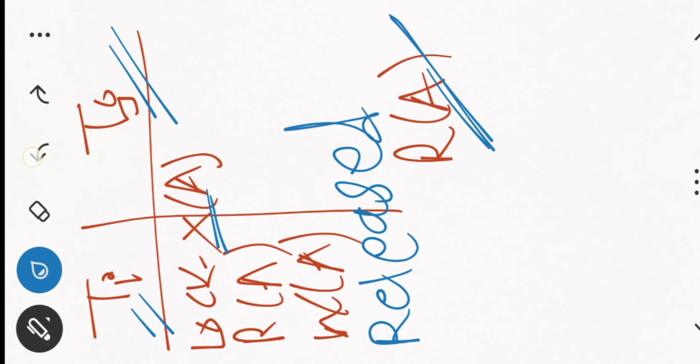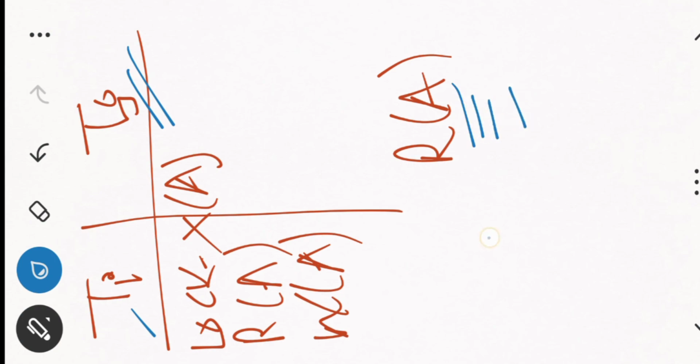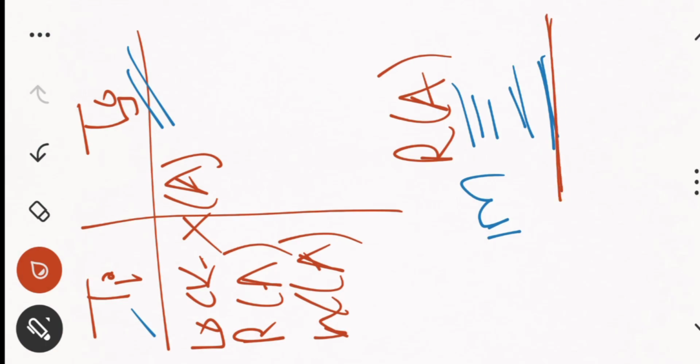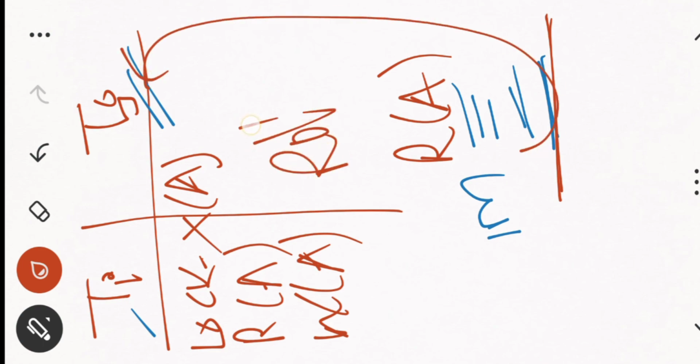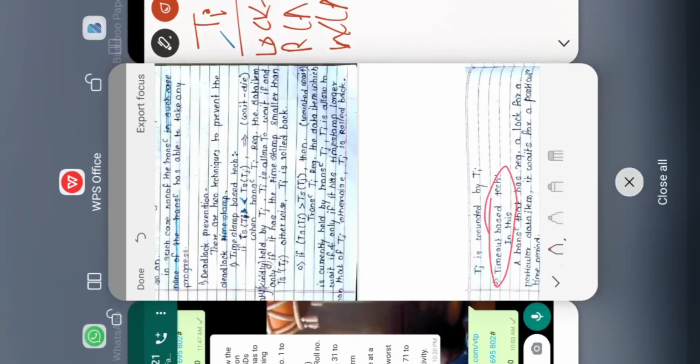So in that case, what will happen? This transaction Tj will wait for a particular time period. Suppose it will wait for 1 minute. Once that 1 minute is over, it will time out. So the transaction Tj will time out and it will get rolled back. Okay, so that is the meaning of the timeout based technique.